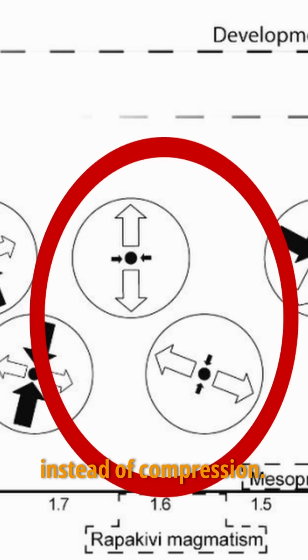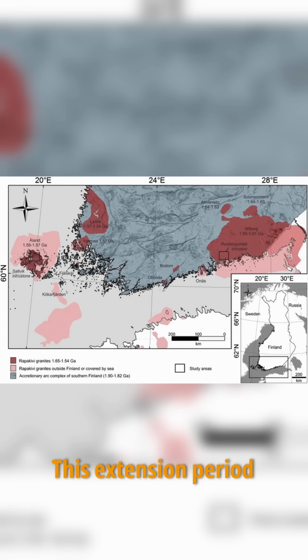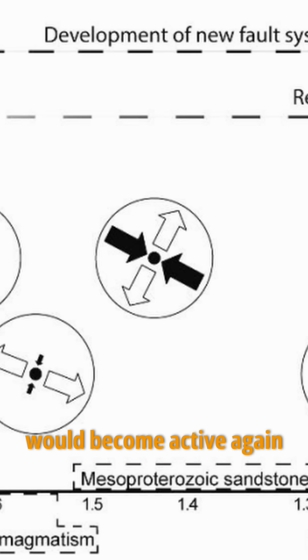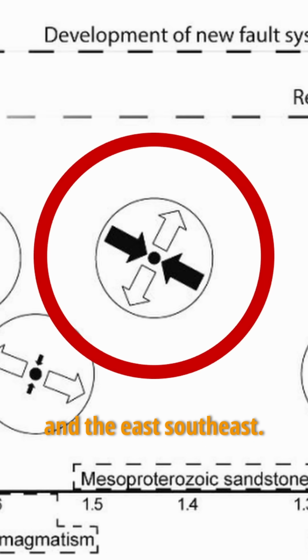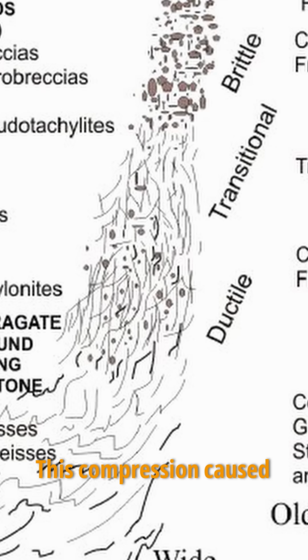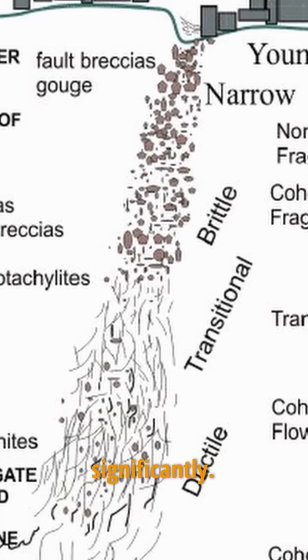extension instead of compression. This extension period caused magmatism and created igneous intrusions in the land. However, these faults would become active again because from 1.55 to 1.4 billion years ago, the land began to compress again from both the west-northwest and the east-southeast. This compression caused the old weaknesses of the Svecofennian orogeny to reactivate and grow significantly.